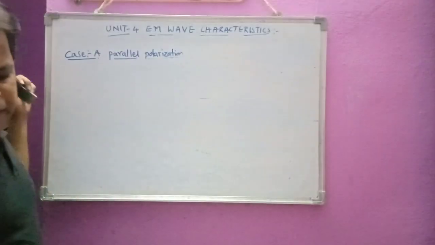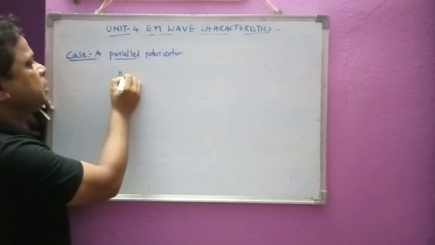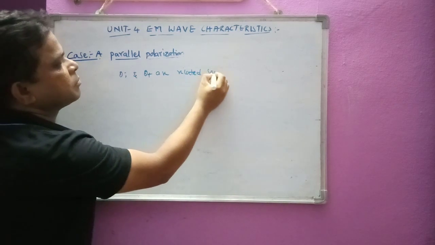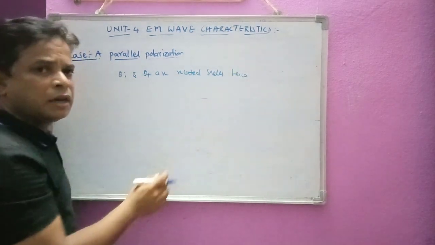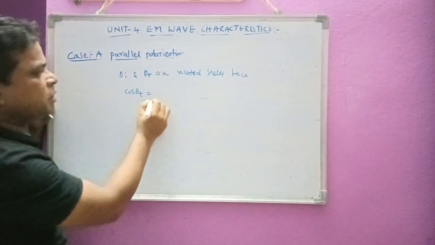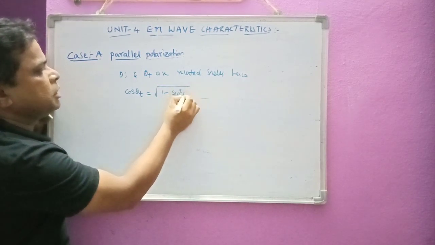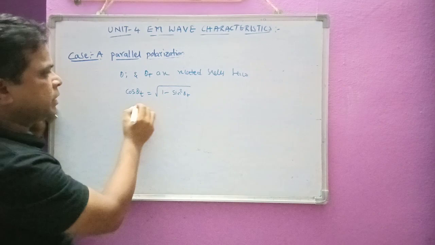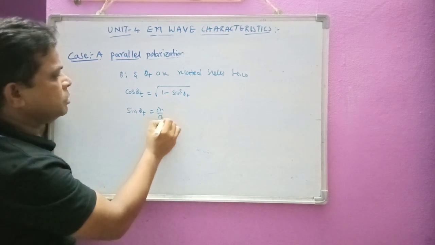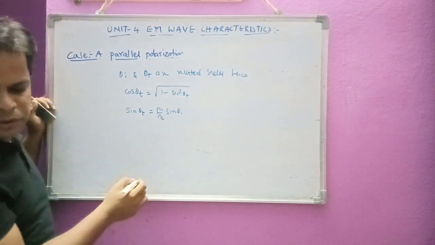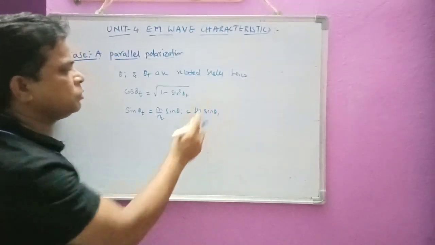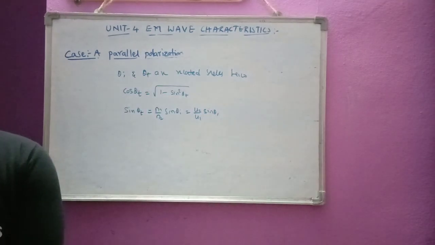We know that theta i and theta t are related according to Snell's law. Snell's law we have already seen in the last lecture. That is, cos theta t we can write as the square root of 1 minus sin square theta t. Now sin theta t, by Snell's law, is equal to n1 by n2 sin theta i. Or else you can write u2 by u1 into sin theta i, where u1 and u2 are the velocities of medium 1 and medium 2 respectively.